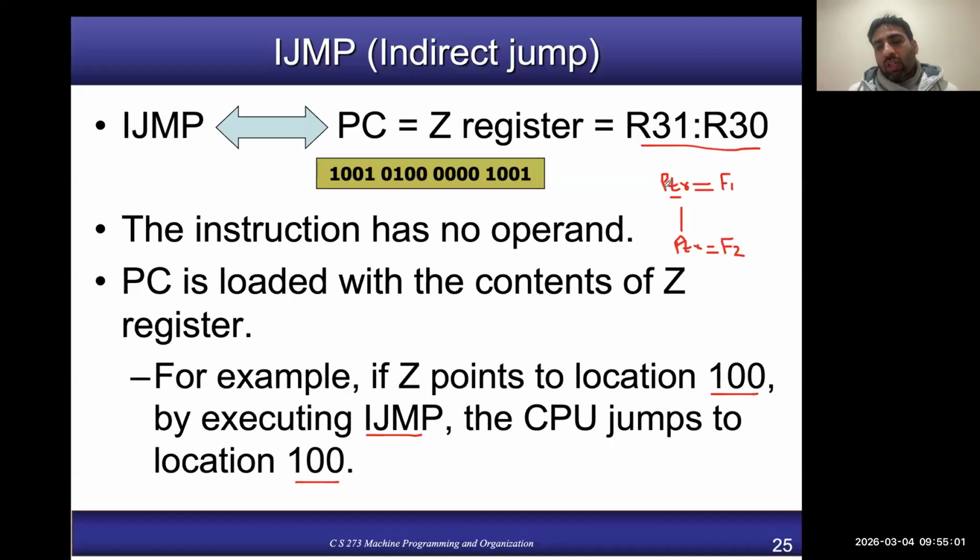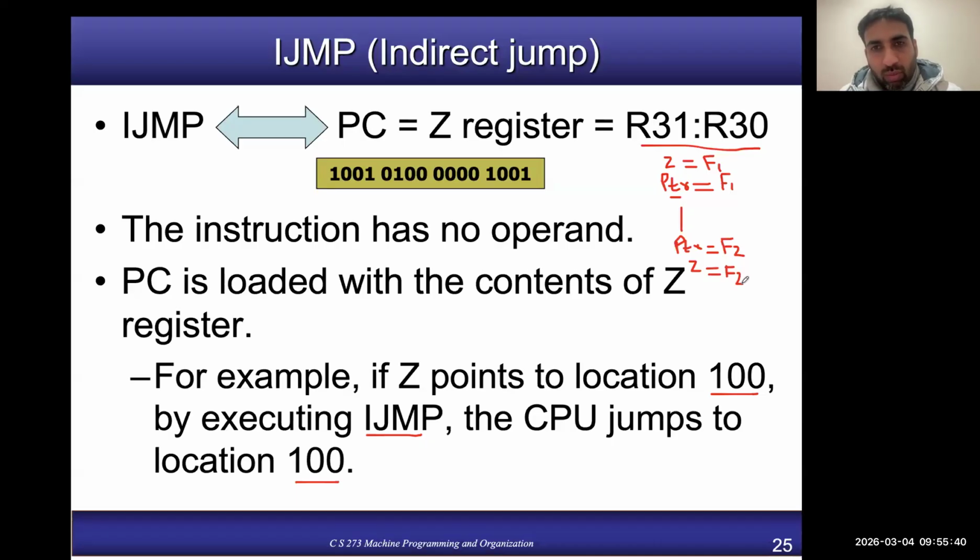So it is similar, you can replace this pointer with Z, right? Initially, let's say in Z you put the address of the first instruction in the function F1, right? And then you say, okay, IJump. So now your function 1 will be executed. And then when you are done with function 1, you can update Z equal to F2, which means basically the address of the first instruction in the body of function 2, and then call IJump again. So now the next function will be executed, right?